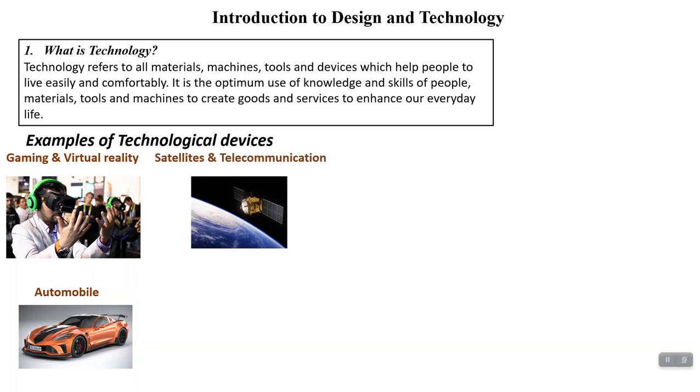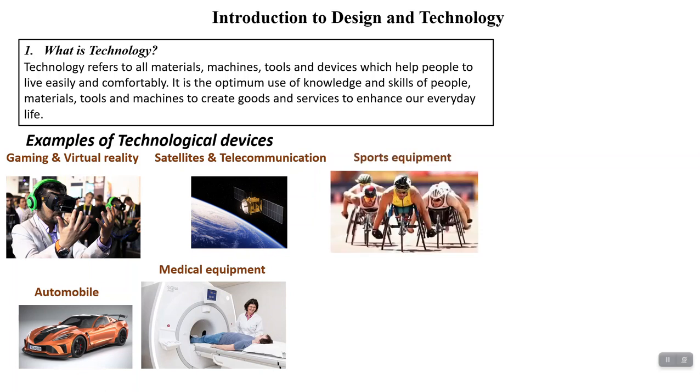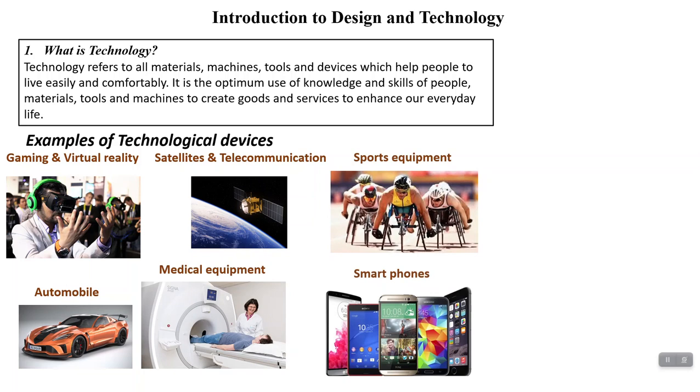In the telecommunication system, for example, satellites; the medical equipment, which uses very sophisticated pieces of technology; sports equipment as well; the smartphones, which we use every day, which use a range of technology, starting from the casing itself, the material they use, the applications, the communication system, the Wi-Fi, etc.